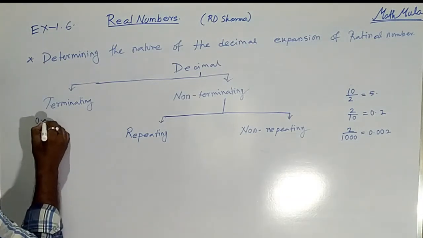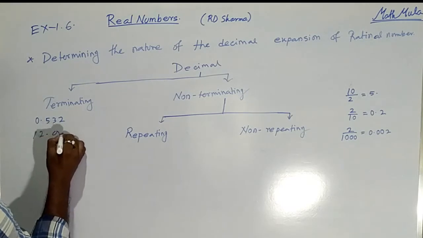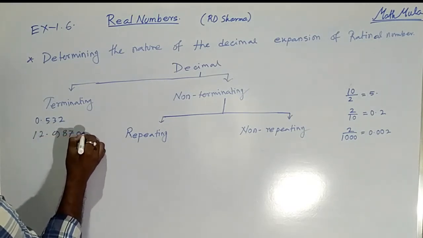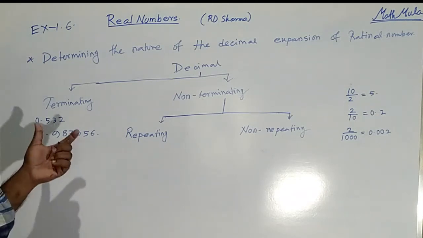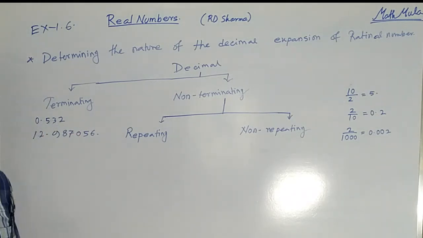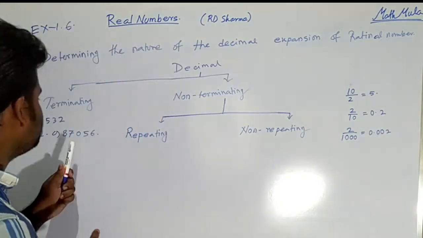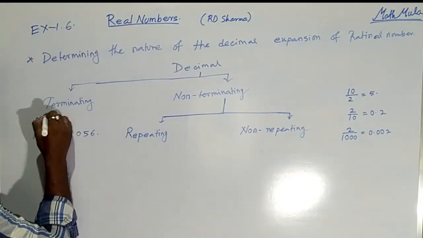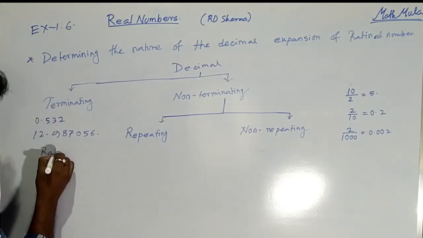Example: 0.532, 12.89706. They are all terminating decimal numbers. If a decimal number is terminating, then it must be a rational number.